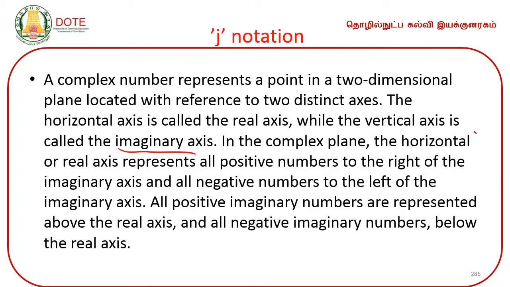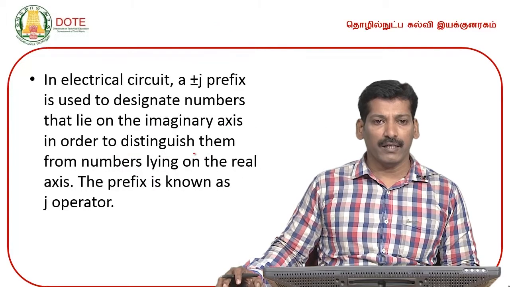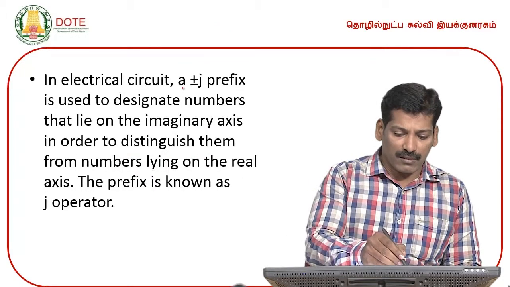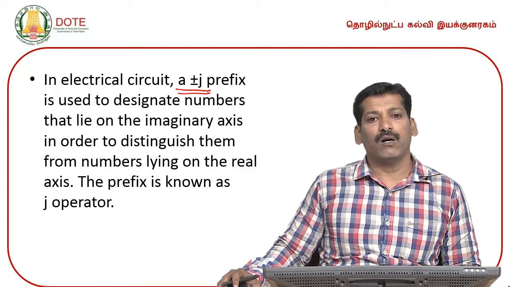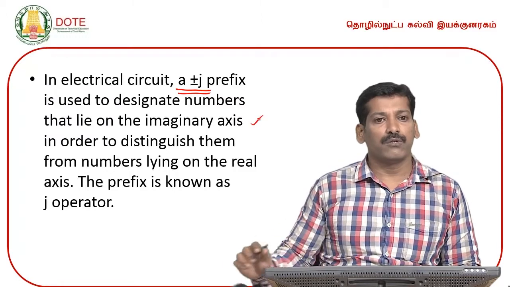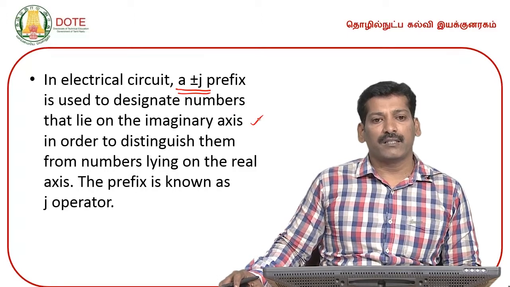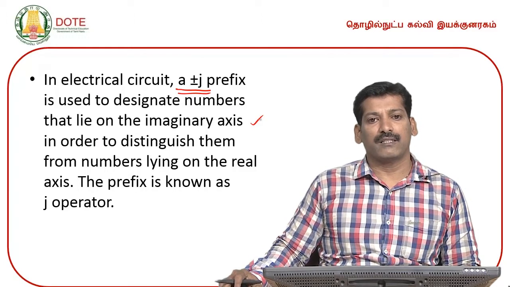In the complex plane, the horizontal or real axis represents all positive numbers to the right of the imaginary axis and all negative numbers to the left of the imaginary axis. All positive imaginary numbers are represented above the real axis and all the negative imaginary numbers below the real axis. In an electrical circuit, this plus or minus j prefix is used to designate numbers that lie on the imaginary axis in order to distinguish them from numbers lying on the real axis. The prefix is known as the J operator.